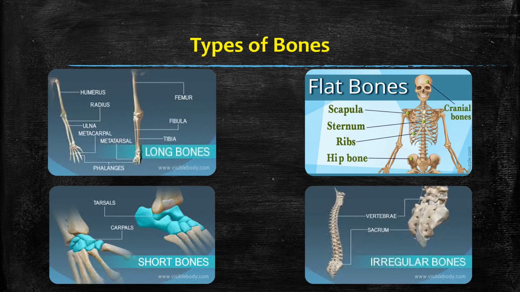Fourth type of bone is irregular bones. Yes, obviously, they don't have definite shape or they are irregular in shape. Hence, these bones are called as irregular bones. Vertebrae, bones of vertebrae is example of irregular bones.